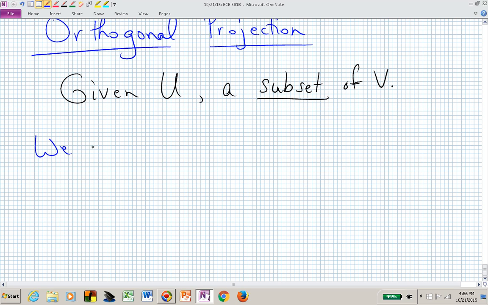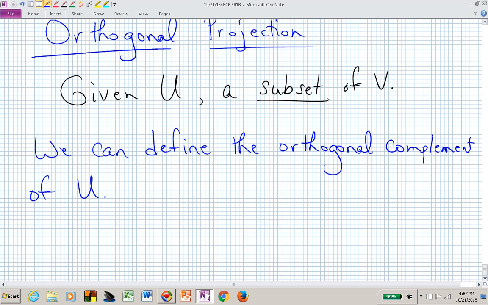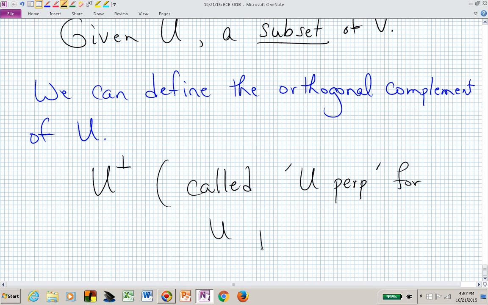Now, we can define, so here you could just think of the integers on the x-axis, and that would be a subset of, let's say, the R2 plane. We can now define the orthogonal complement of that subset U. And we are going to give that a particular name and notation. We're going to call that orthogonal complement U perp, U with a superscript with a perpendicular symbol, called U perp, and that's really just a shorthand for U perpendicular.